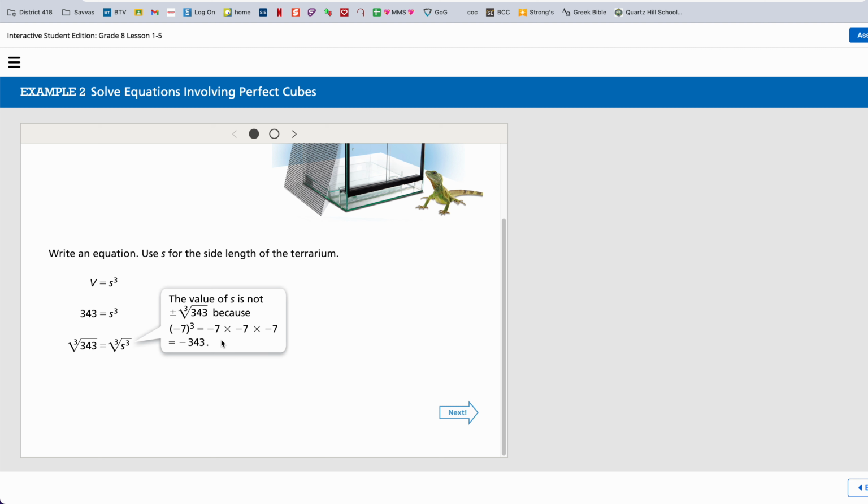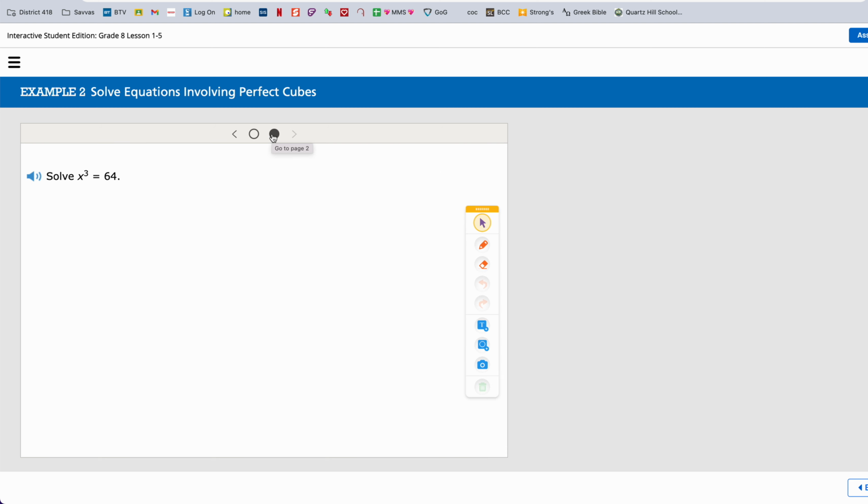You with me on that? All right, so each edge of the terrarium is 7 feet, so the minimum dimensions of the screen are 7 feet by 7 feet. That answers the problem. Let's move on to this example.